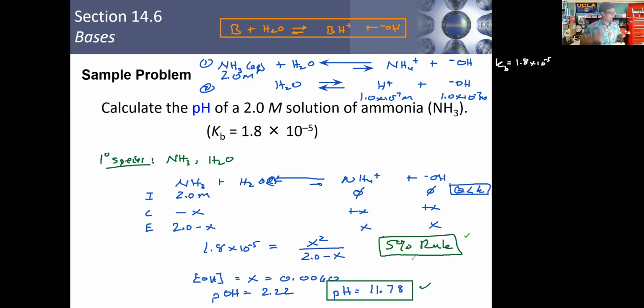If you're not quite sure how to get this, make sure you ask about it on Thursday, and we'll go over this. Again, if you're not quite sure about the 5% rule, ask about that as well. But this is our final answer for this particular problem. All right, very good.